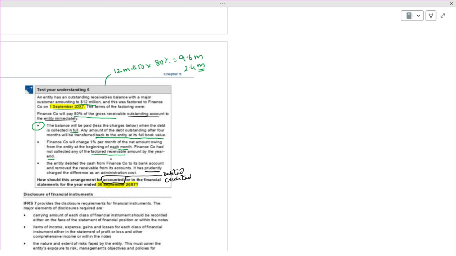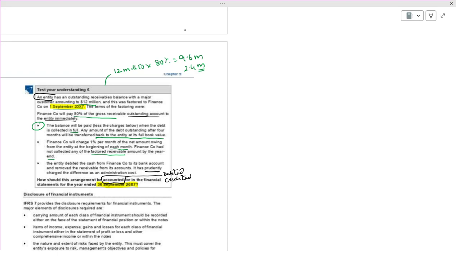We are talking in terms of an entity that has an outstanding balance. Is it right? An entity is a firm. And it was factored with whom? The finance company. Okay, the finance company is going to be the factoring company. The factoring company is paying.